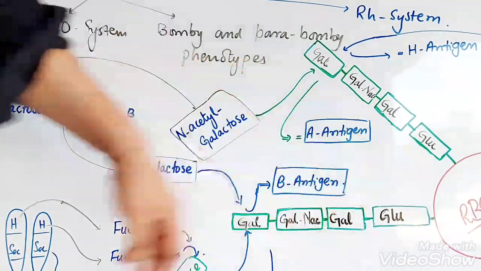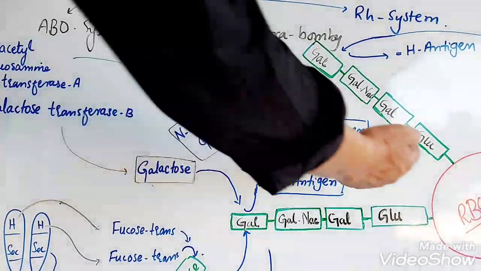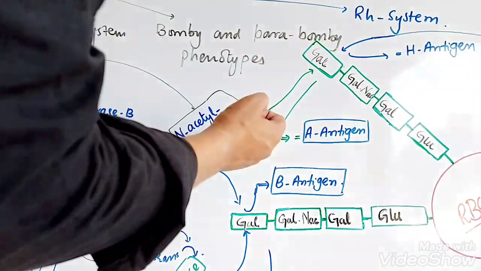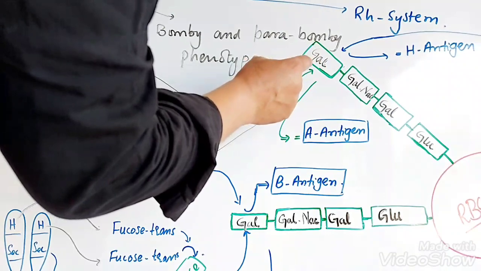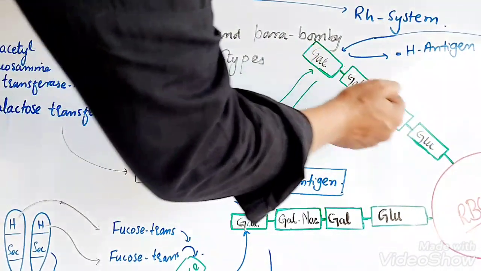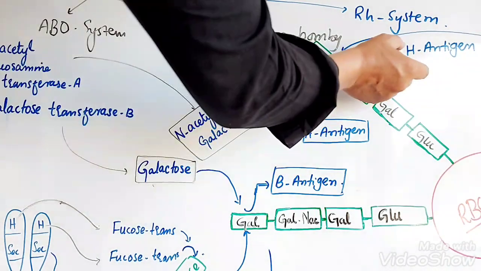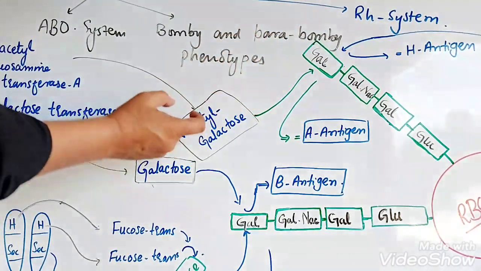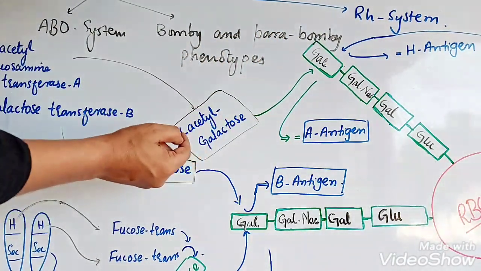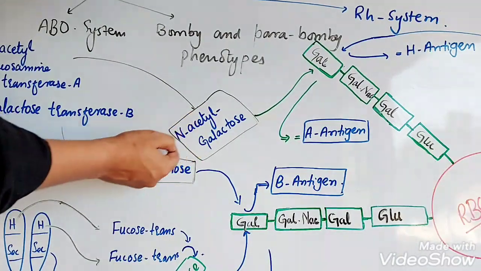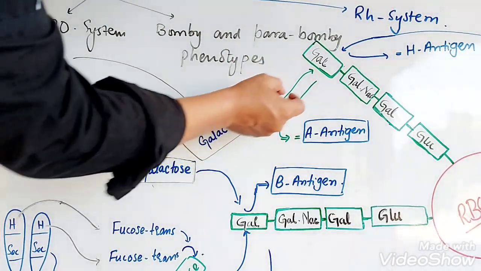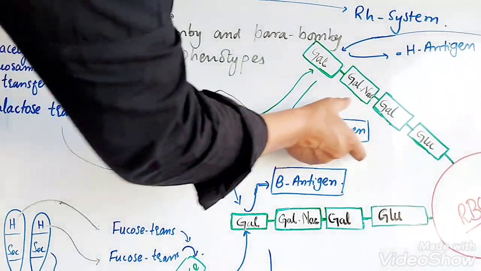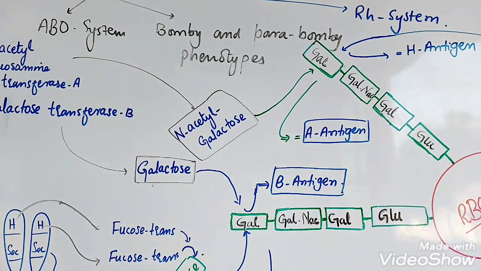Antigen A, how will antigen A form? Chain of oligosaccharide plus fucose will make the H antigen. H antigen plus N-acetyl galactose will equal antigen A. This will assemble into antigen A.